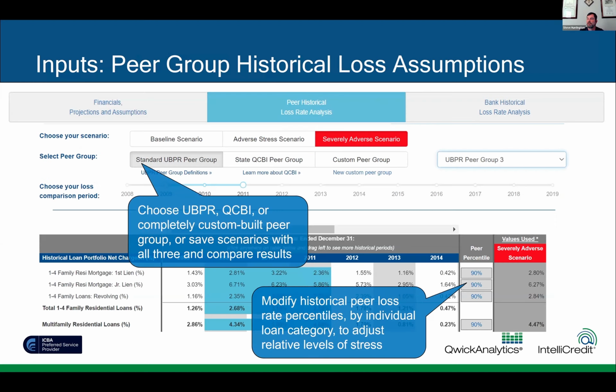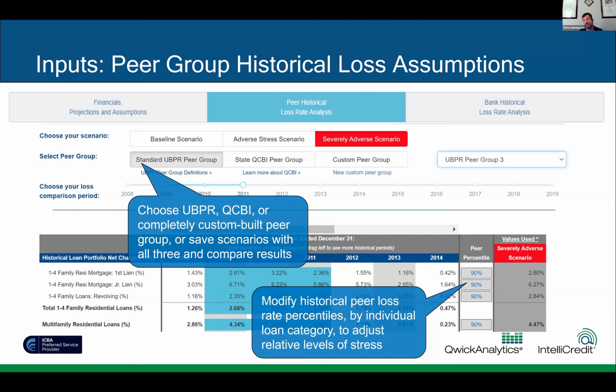On the next slide, in addition to financial inputs, we have peer and historical inputs. We ask you to choose a peer group. You can certainly choose your standard UBPR peer group if you'd like to, or you can choose a state-based peer group, which is just a default collection of all the community banks in your state.